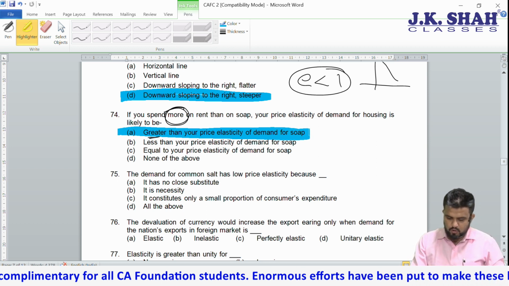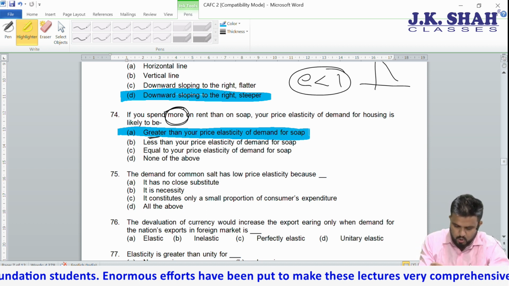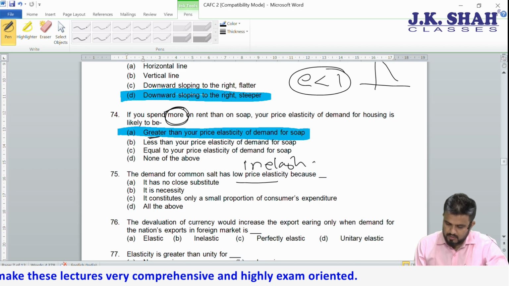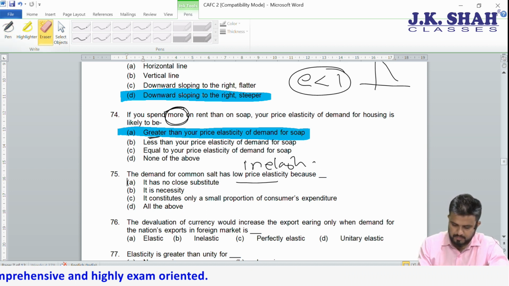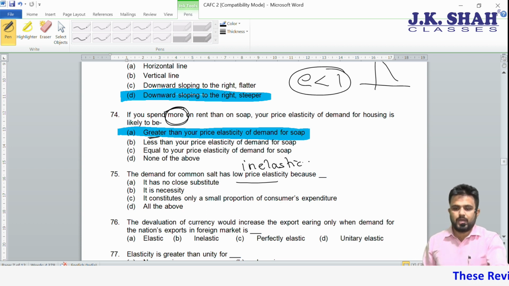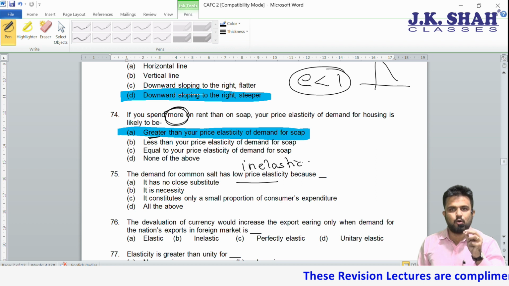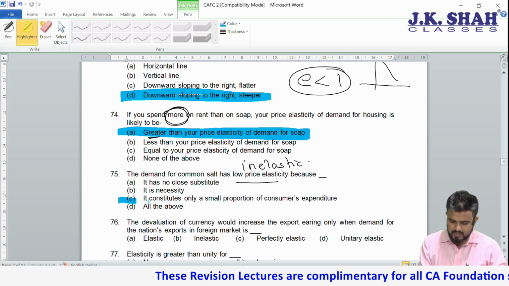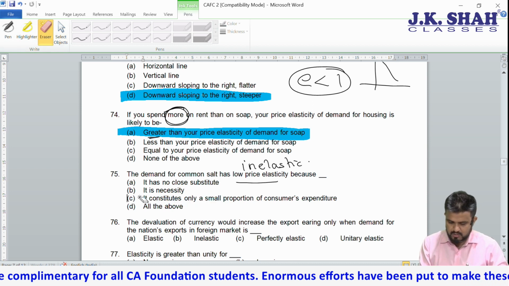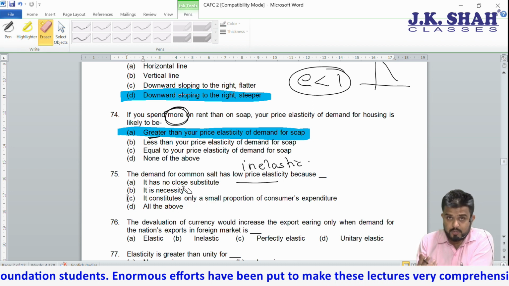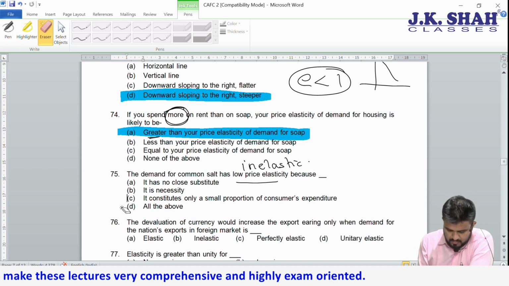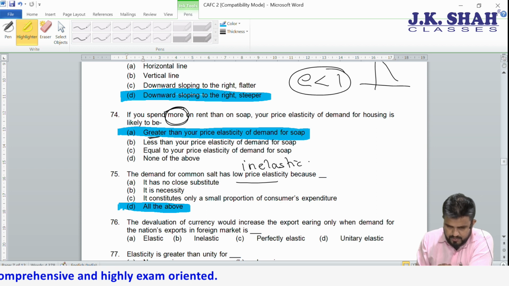75 now. The demand for common salt has a low price elasticity. Students, low price elasticity means inelastic. So can I say a common salt occupies a very small part of our budget? So the appropriate answer is, if you observe other options, I would say it has no close substitute because salt is a necessity, that is right. It constitutes only a small part. All of the above is given. So correct answer is all of the above. 75 is all of the above.